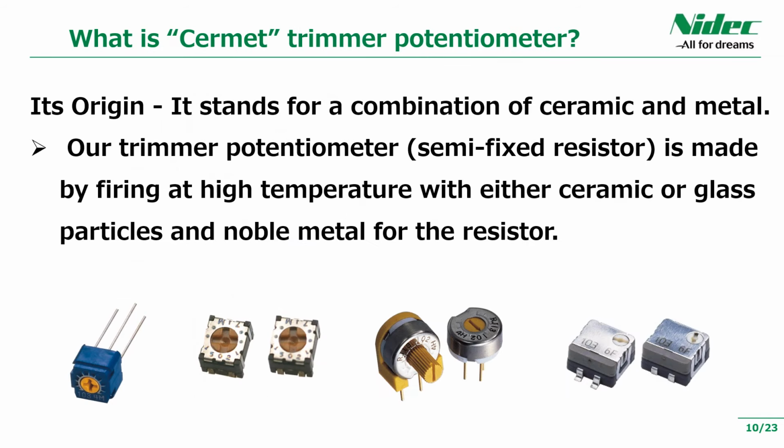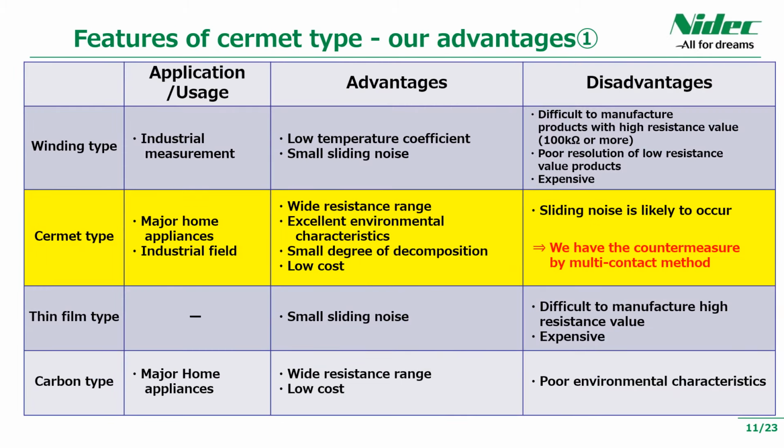Our trimmer potentiometer is called cermet type because it is made by firing at high temperature with either ceramic or glass particles and noble metal for the resistor. Cermet type can provide high quality and high reliability with a sealed structure, and we have a plentiful lineup from single-turn type to multi-turn type. Cermet is an ultra-compact and thin as well as surface mounting type, so that it can meet the needs of space saving. This slide shows a comparison table of the cermet type trimmer potentiometer and other resistance elements.